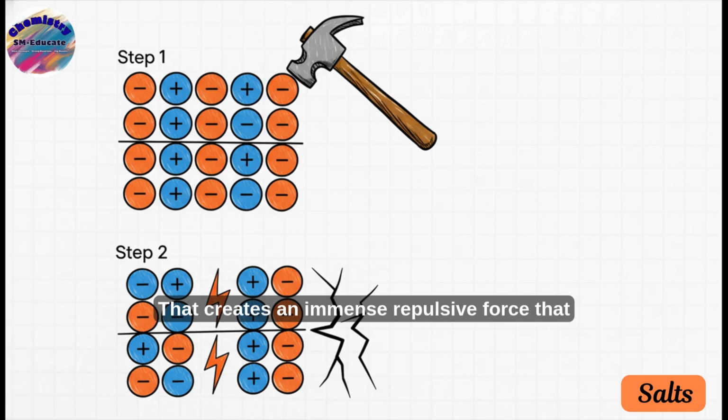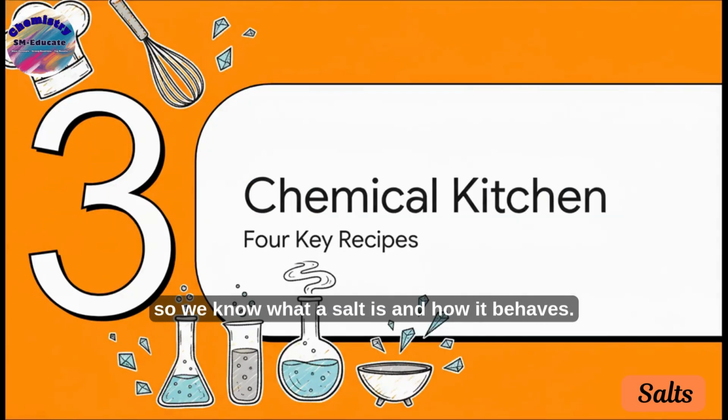That creates an immense repulsive force that literally pushes the crystal apart, and it shatters. It's strong, for sure, but it has zero flexibility. Okay, so we know what a salt is and how it behaves. Now let's head into the chemical kitchen.